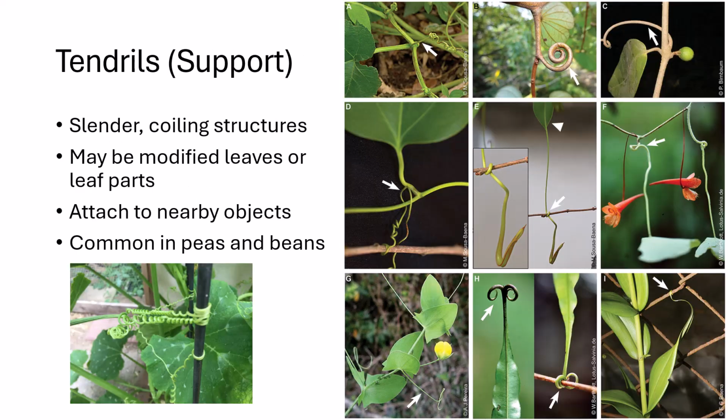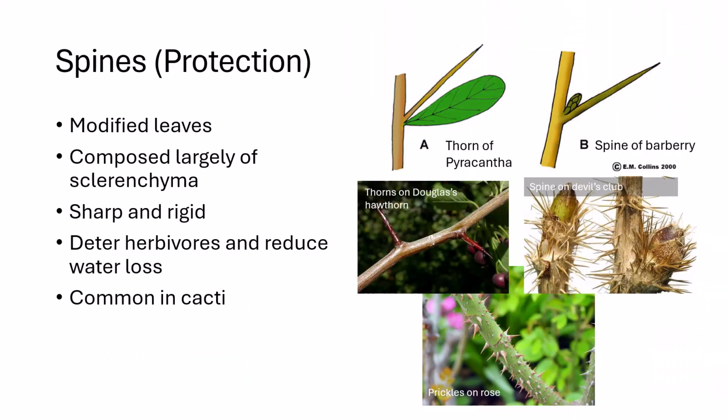Tendrils are thin, flexible structures that coil around supports such as fences, stems, or branches. In many climbing plants, including peas and beans, tendrils are modified leaves or parts of leaves. Their ability to sense touch and coil tightly allows the plant to climb upward toward light without investing heavily in thick supportive stems. Spines are hardened, pointed structures that develop from leaves.